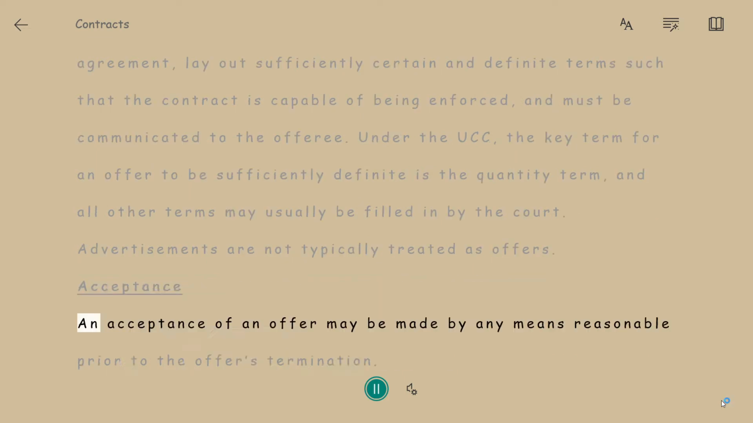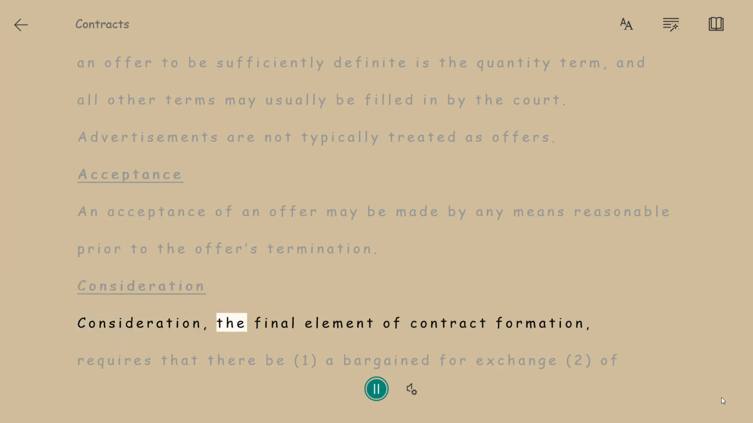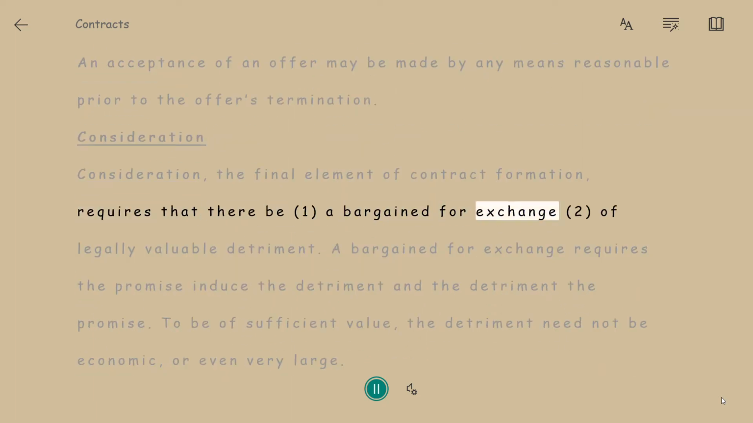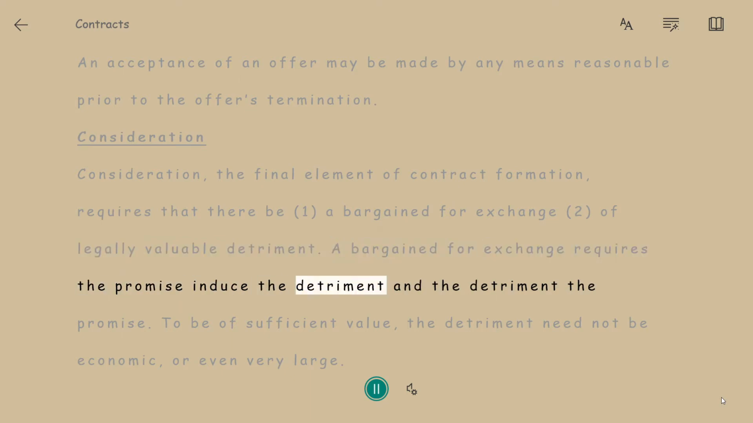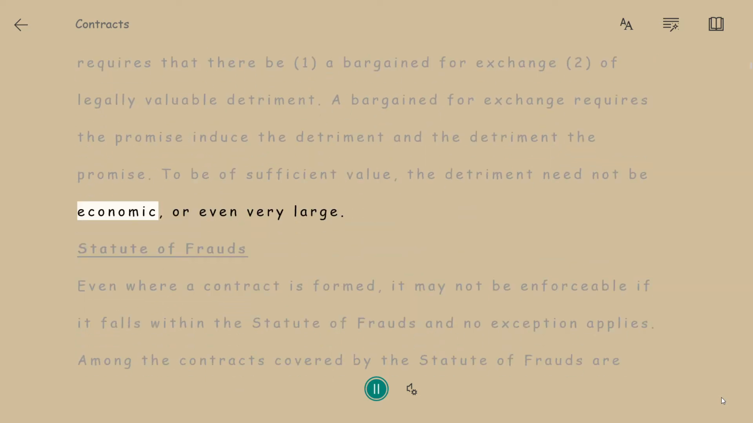Acceptance. An acceptance of an offer may be made by any means reasonable prior to the offer's termination. Consideration. Consideration, the final element of contract formation, requires that there be 1. A bargain for exchange, 2. Of legally valuable detriment. A bargain for exchange requires the promise induce the detriment, and the detriment the promise. To be of sufficient value, the detriment need not be economic, or even very large.